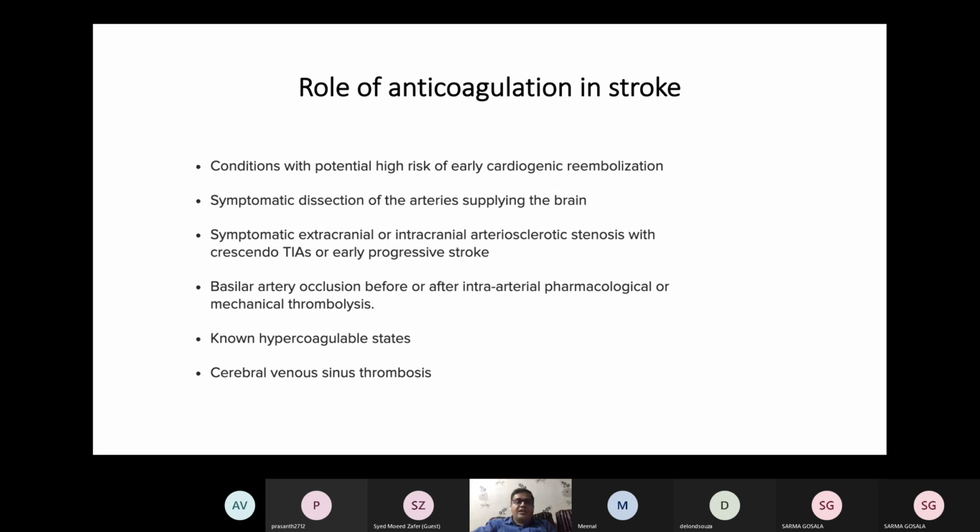We don't have clear evidence whether there is a role for anticoagulation, but still sometimes we use it. In basilar occlusions, when there is a crescendo stroke after arterial or mechanical thrombolysis, sometimes you use anticoagulation for some time. Or known hypercoagulable states, whether thrombophilic states like protein C, protein S deficiency, or antithrombin 3 deficiency. And our role as neurologists becomes very important in CVT, cerebral venous sinus thrombosis. I think we'll go into detail of that later.